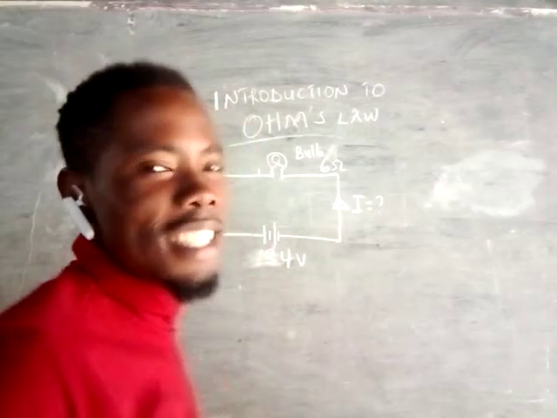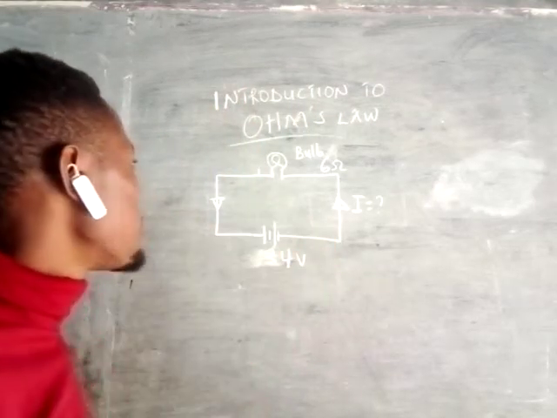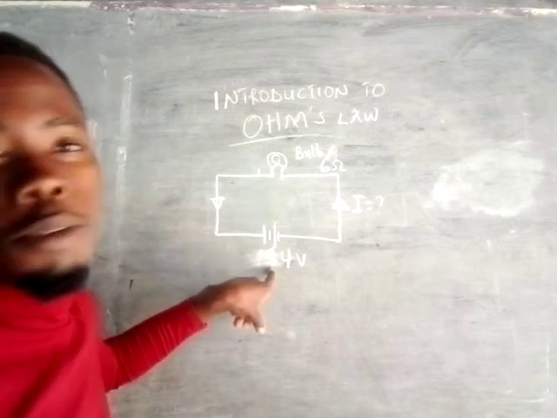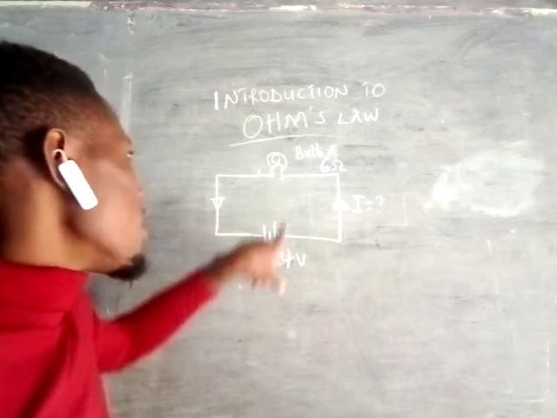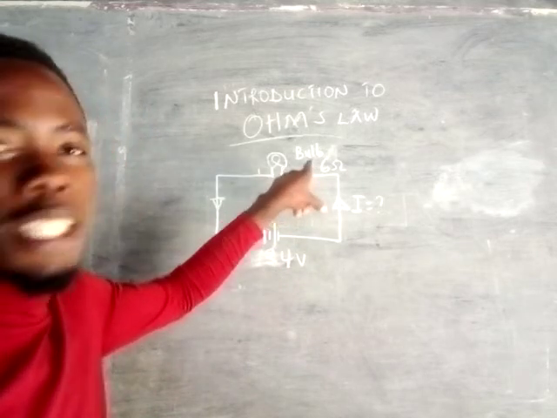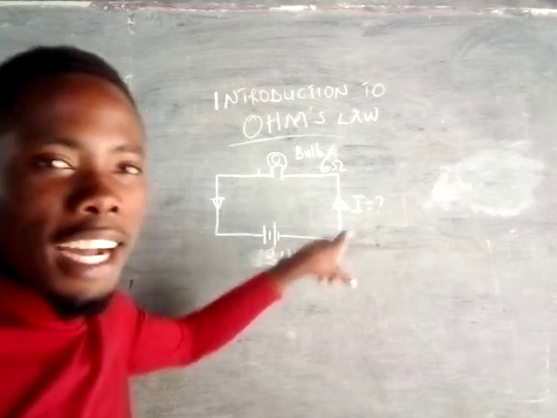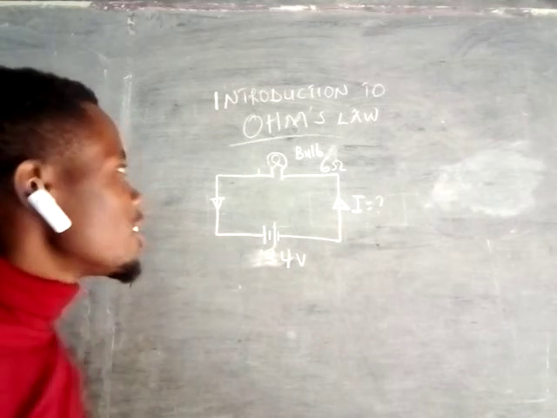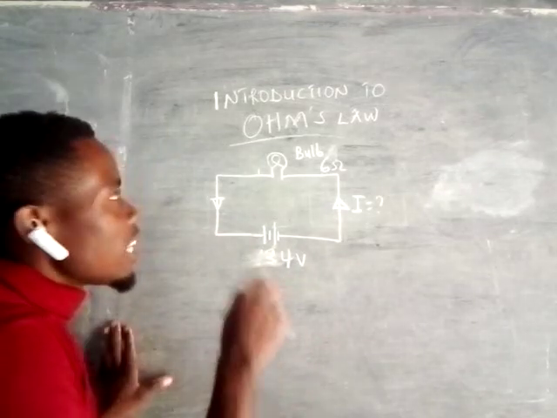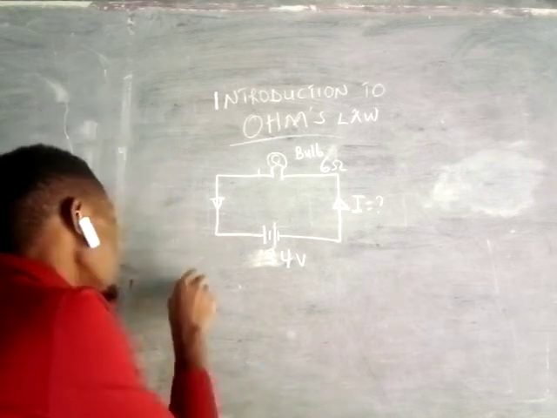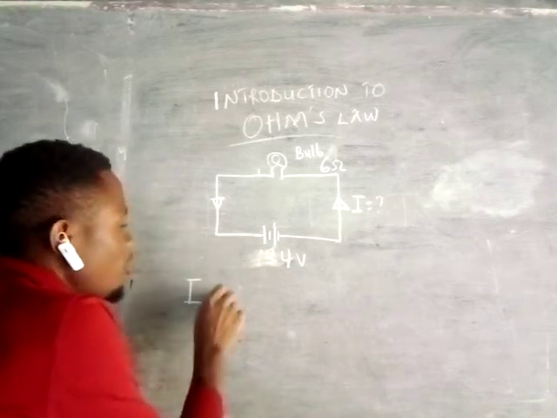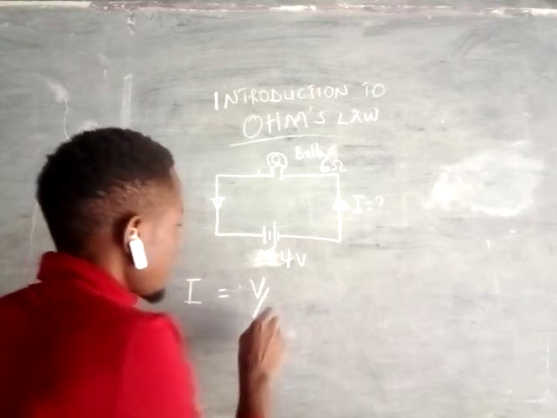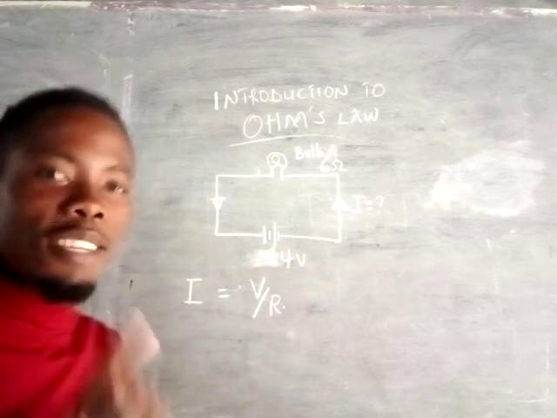Yes. I have here an example. We're having here an electric circuit. It's having a battery of 24 volts. Then we're having a bulb of 6 ohms. Now we want to know the current in that circuit. We have to calculate the current in that circuit. So current equals voltage over resistance. That's the formula for current.